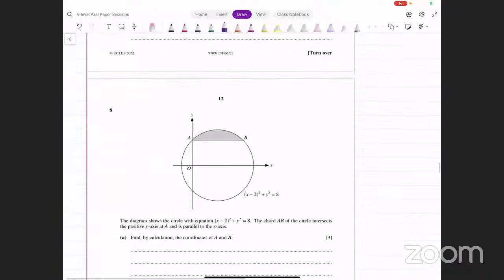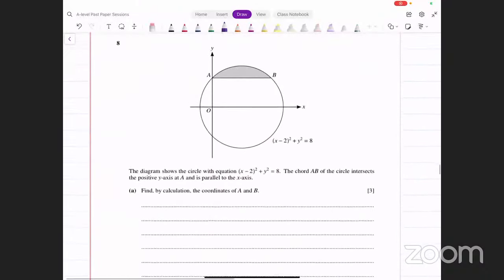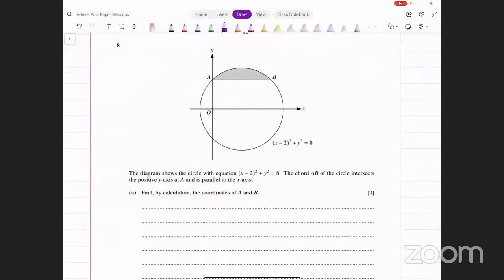Okay, let's move on to the next part. Next question, this is question number 8. The diagram shows the circle with equation x minus 2 whole square plus y square equals 8. The chord AB of the circle intersects the positive x-axis. So again, we got a circle. This is the second circle equation.